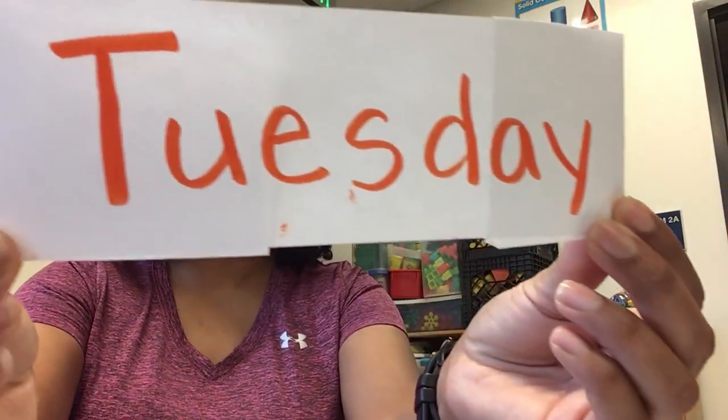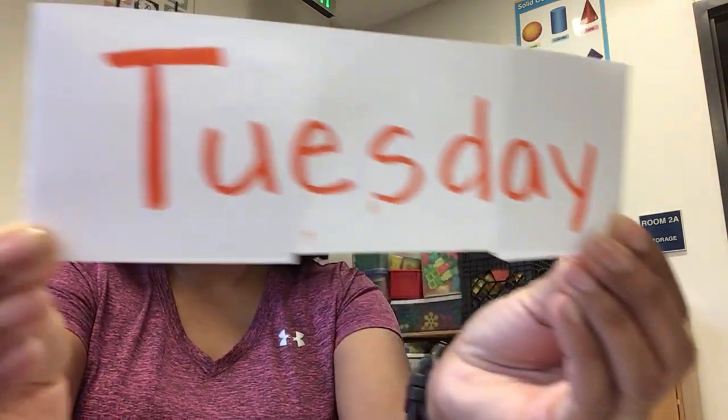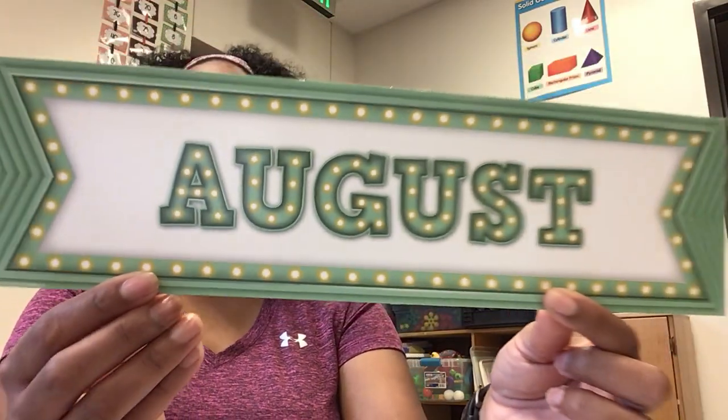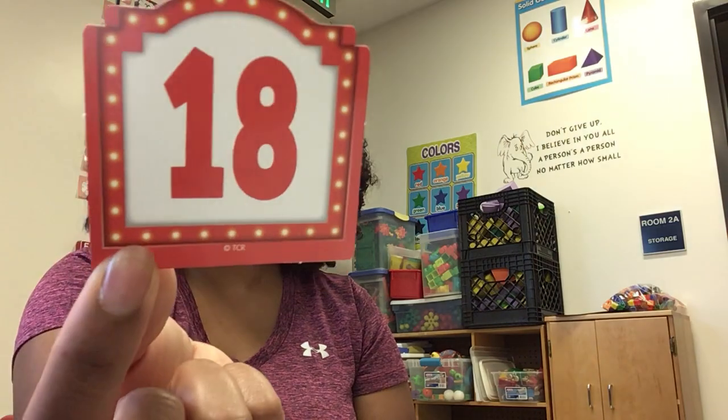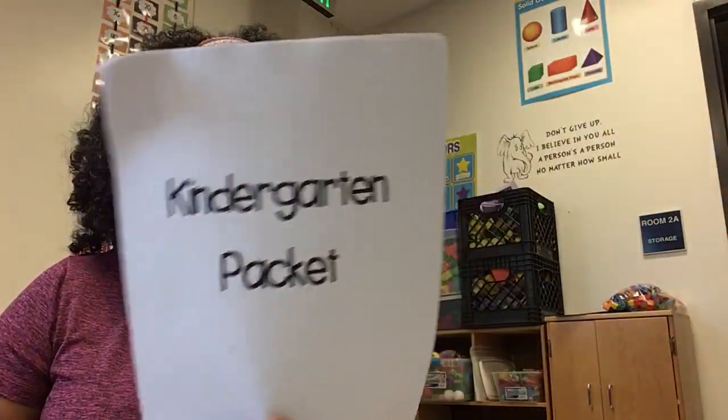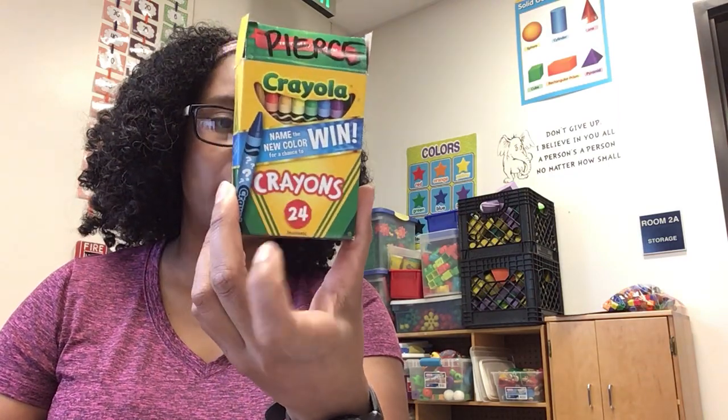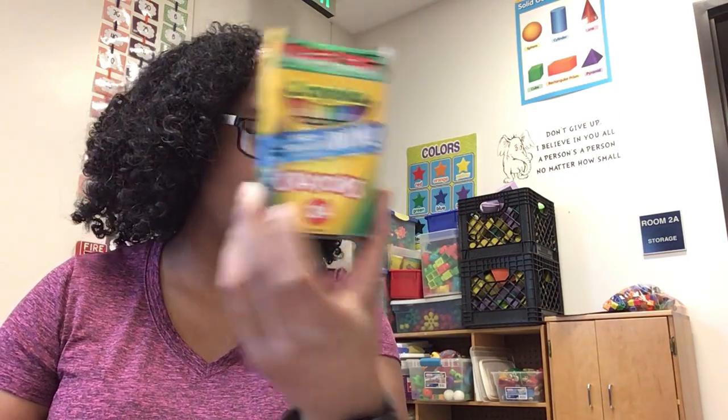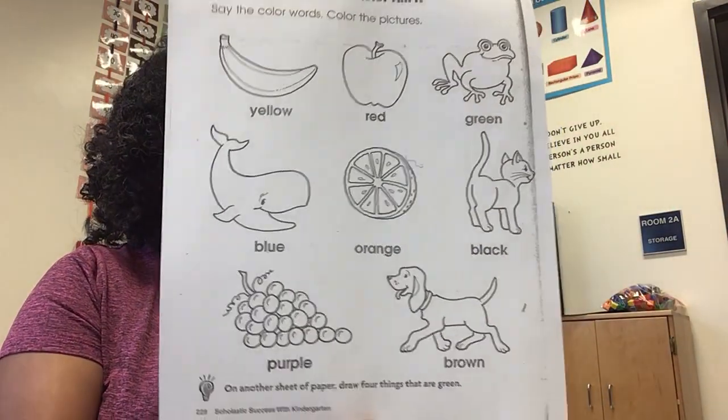So today is Tuesday, August, can you see that? August 18th. So today is Tuesday, August 18th. And what you will need for today is your kindergarten packet, and you will also need your box of crayons. I have my crayons here, ready. All right, let's look at this page.